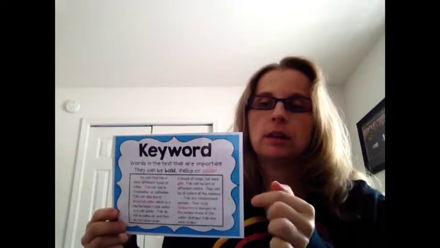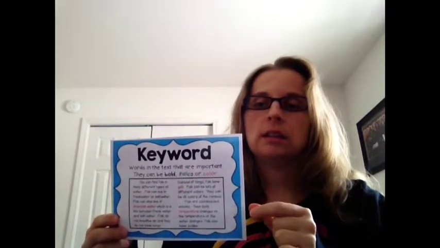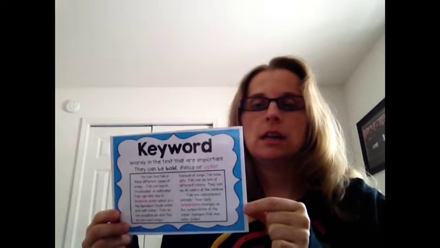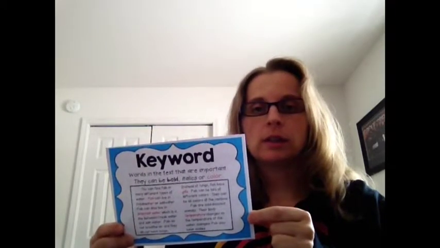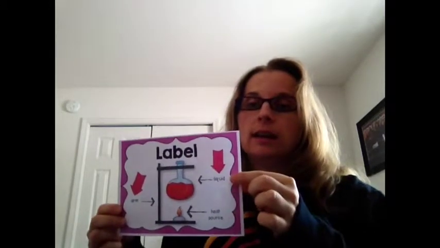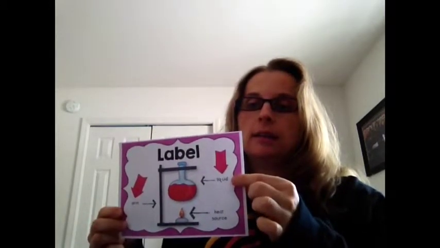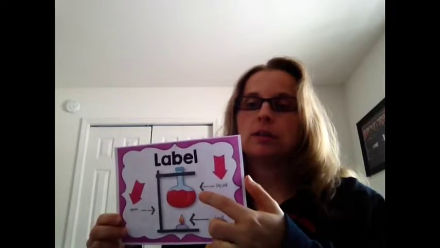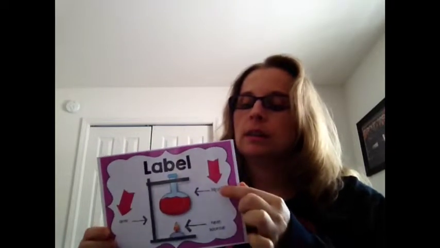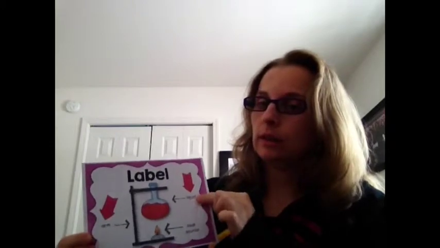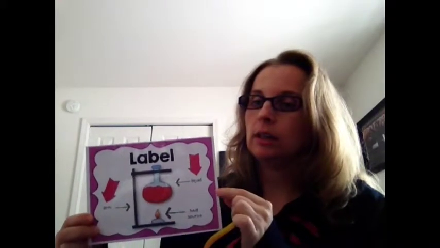Next is keyword. Keywords may sometimes be in bold, italics, or in colored words. In this article, the words are in color. In our Navigating Nonfiction article that you will be reading, the words are bold, which is darker words like this. Next, on a diagram, there are labels, and the labels tell what each part of the picture is. So this one here says that it is liquid, and it's pointing to the liquid in the picture.